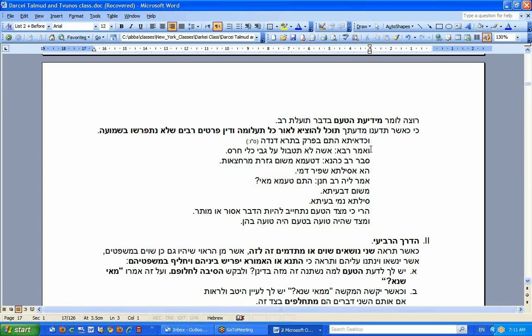At the end of Nida, we have an example. Rabbah says like this: "Isha lo tikbol al gabe kli cheres." Rabbah makes a statement that a woman is not allowed to go into the mikveh standing on an earthen vessel. Okay, she can't take a jar or something, you know, some women, and put it on the floor and then stand on it. Good, that's what Rabbah said.